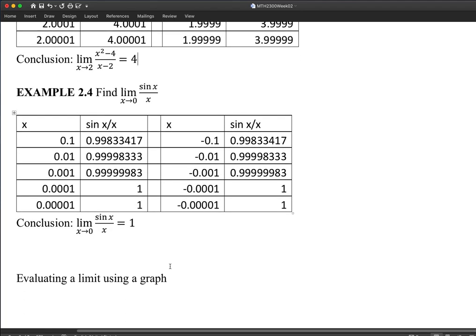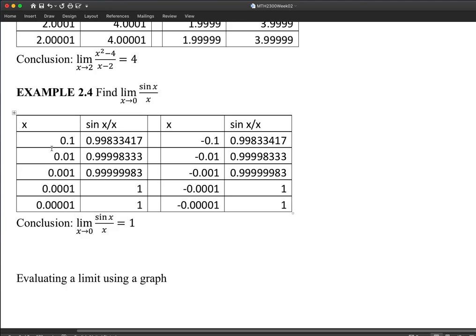And next part. Actually, I did not get the graph here, but I'm trying to show that using numerical values is very powerful. We are considering the limit of sine x over x as x approaches 0. So this is how I tried.